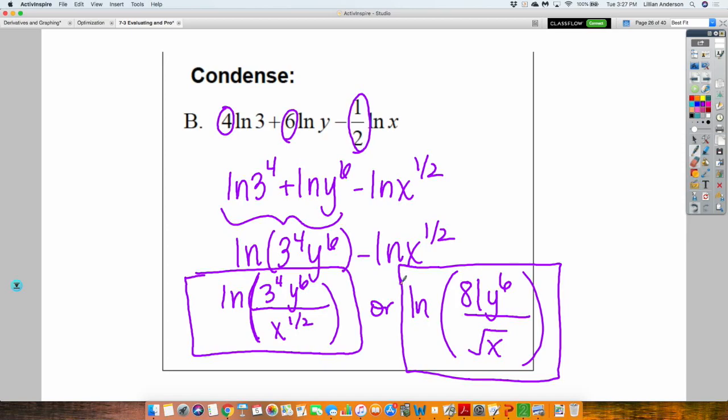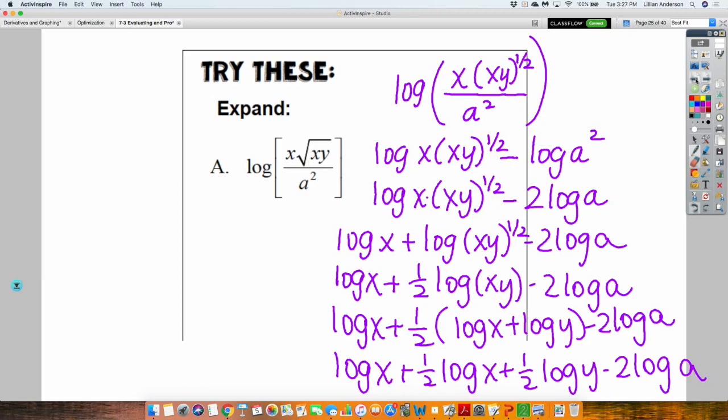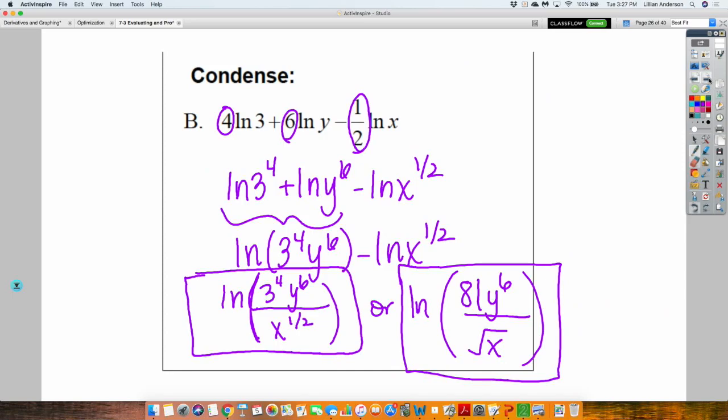You basically are taking the properties, instead of having additions and subtractions and numbers in the front, you're now going to have exponents, multiplication, and division. When you're expanding, you're going from multiplication, division, exponents to addition, subtraction, and numbers in the front of your logs.